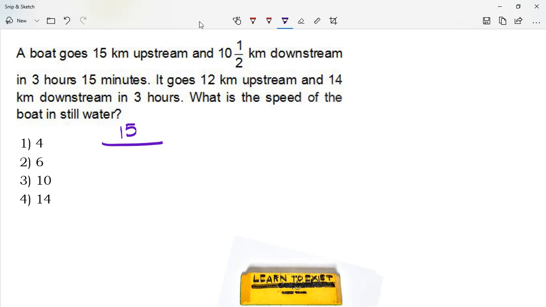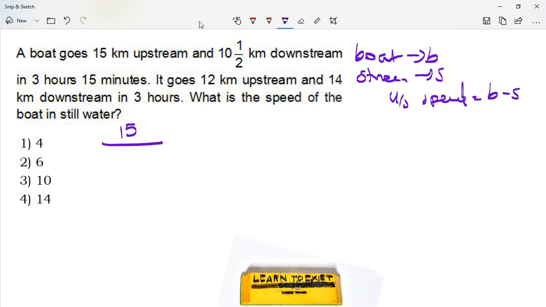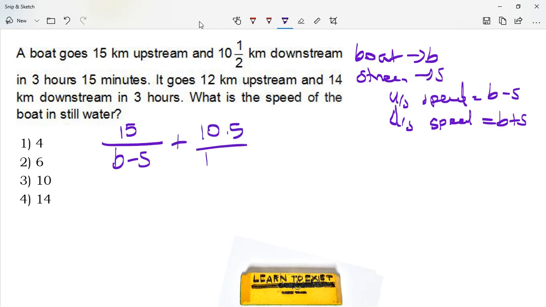If the boat speed is taken as B and stream speed is taken as S, we know the upstream speed will be the difference, right? B minus S, boat against the stream, and downstream speed will be the sum, B plus S. So 15 by speed, distance by speed, will give us the upstream time. So upstream time plus downstream time will be a total of 3 hours 15 minutes. In decimals it will be 3.25.